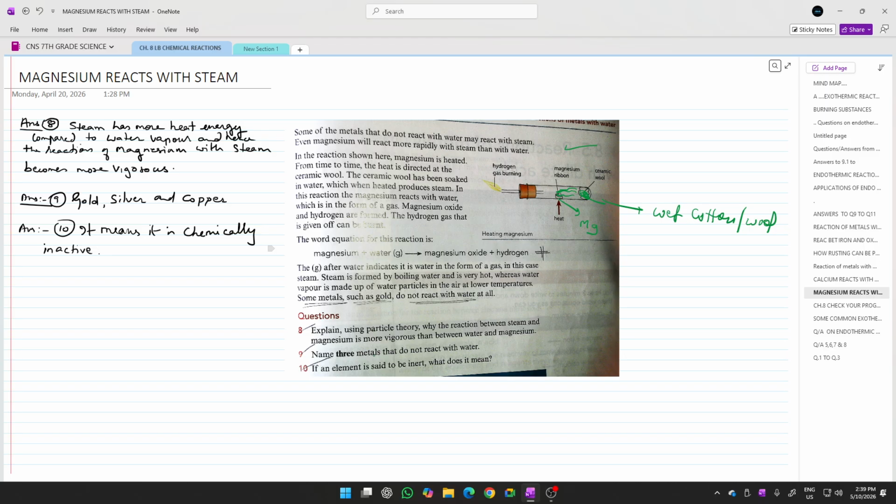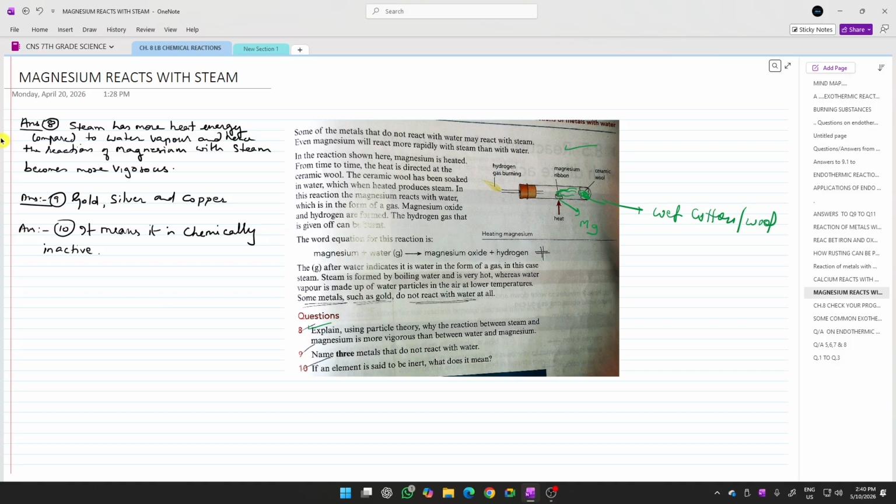Now related to this, you have question number 8, 9 and 10. So let us one by one complete this. Question number 8 says: explain using particle theory why the reaction between the steam and the magnesium is more vigorous than between the water and magnesium. The reaction between ordinary cold water and magnesium doesn't take place, but between steam and magnesium there is always a reaction taking place.